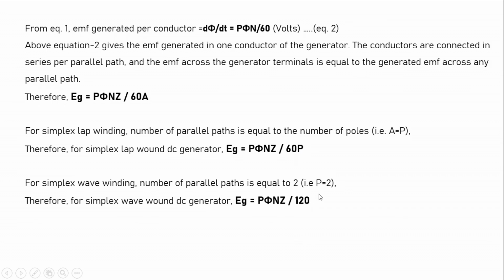For wave winding, the number of parallel paths is equal to 2. So A is equal to 2 here. So what you get is φZNP/120. That is very important, that you have to remember. For lap winding, what is the formula for generated EMF? For wave winding, what is the formula for generated EMF?